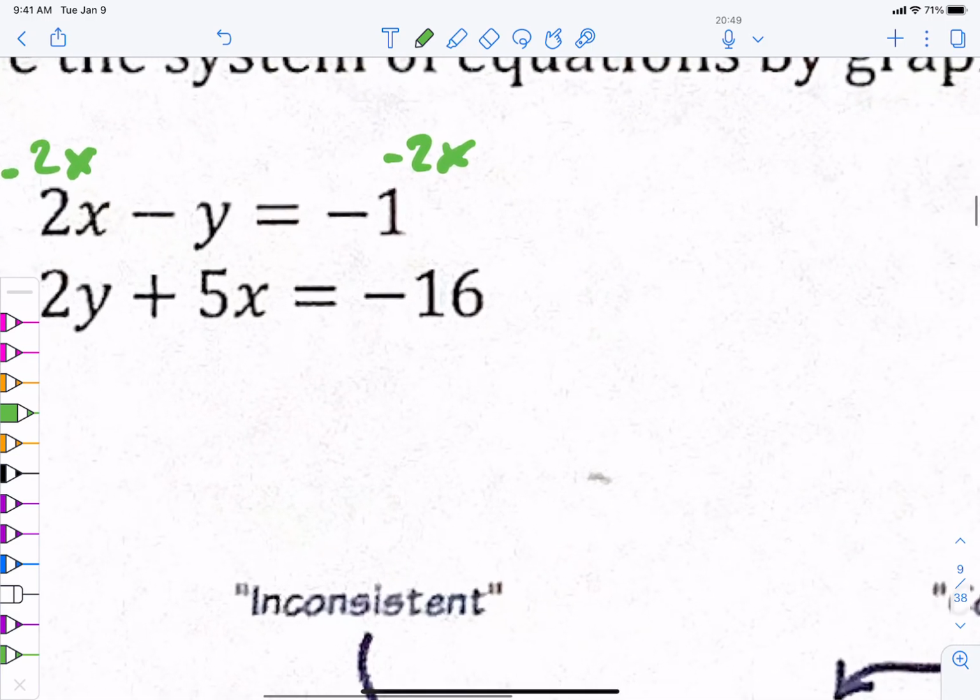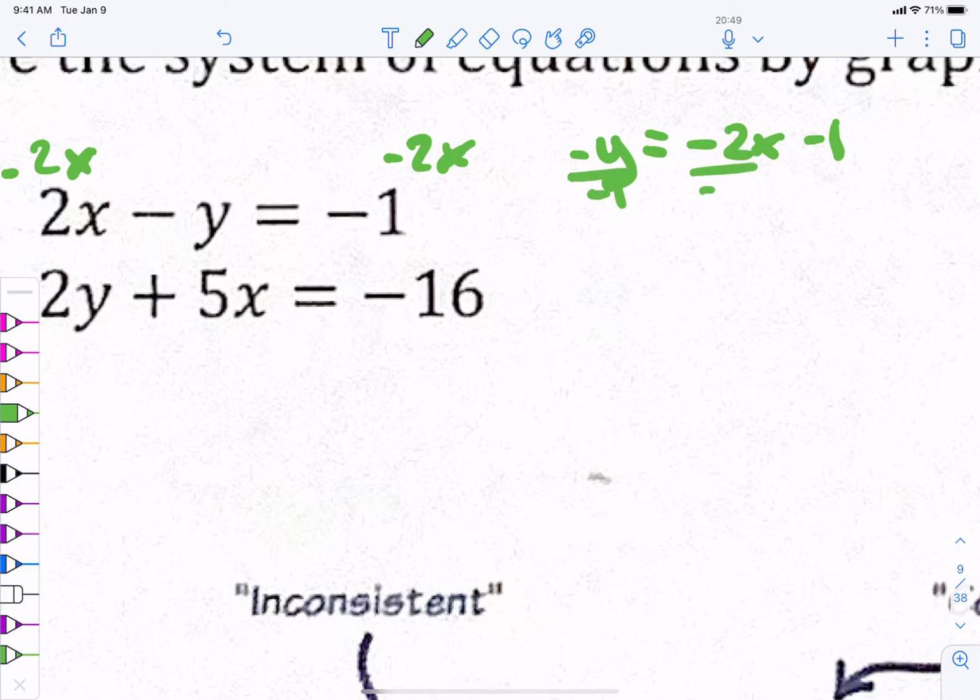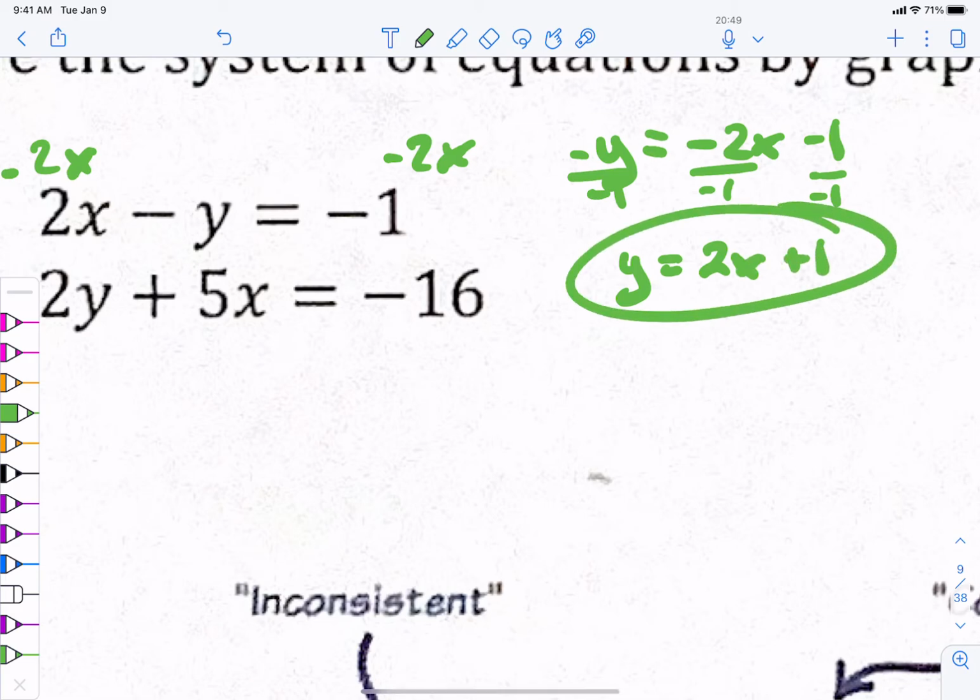Okay, be careful of that y, because it stays negative: negative y equals negative 2x minus 1, but then divide by a negative, right? Divide by negative 1 when you're dividing. y equals positive 2x plus 1. That's the first one that we have to graph.